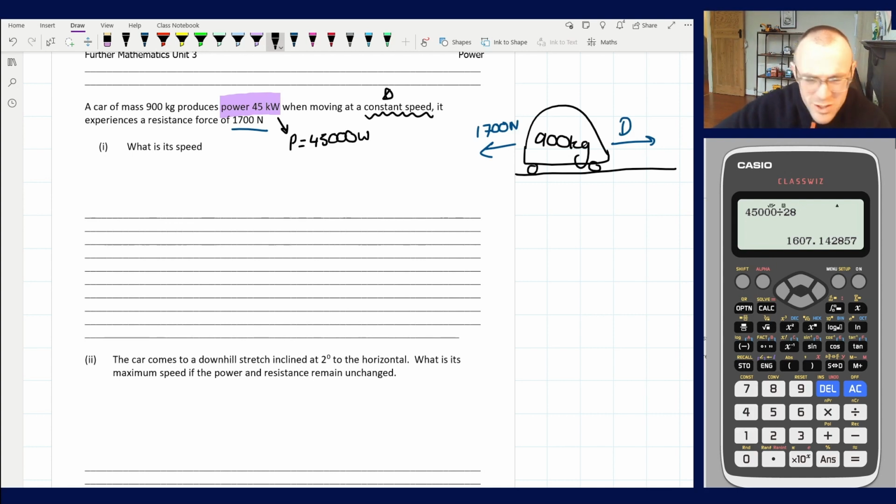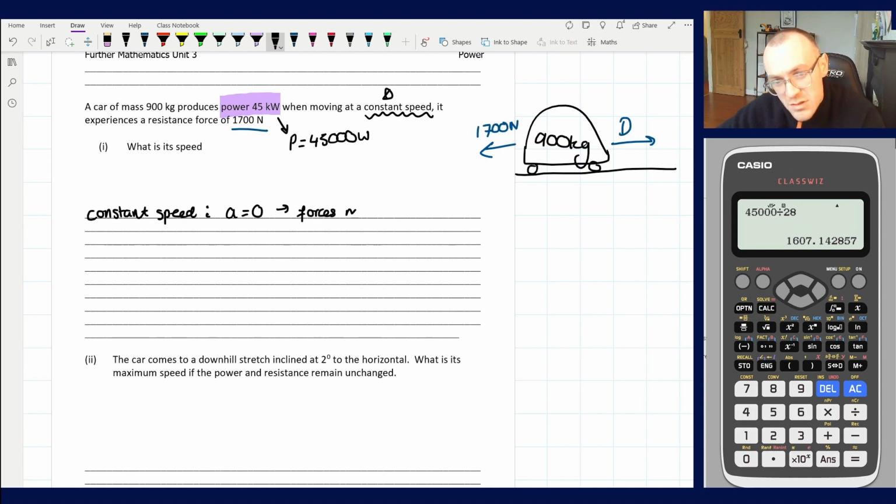So in this question, we're going to do it in reverse. A constant speed tells us that the acceleration of the vehicle is 0. It's not speeding up nor slowing down. So I can infer from that that the forces must be balanced. So the driving force, the one force going forward, is going to be equal to the one force acting in the opposite direction, which is brilliant.